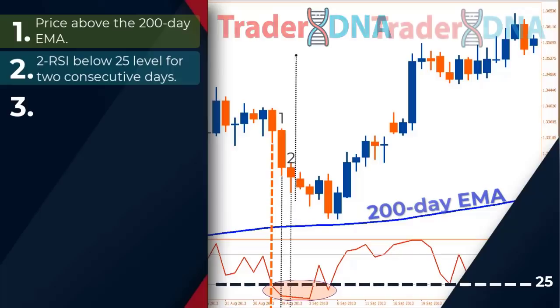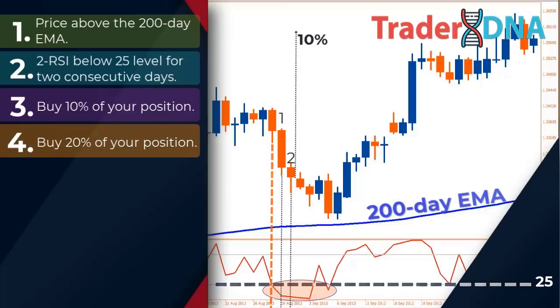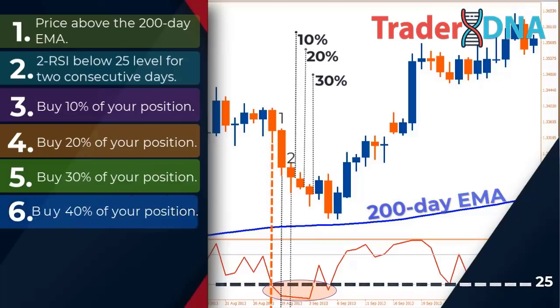Third, on the second day, buy 10% of your position on the close. Fourth, on the third day, if the price closes lower than your previous entry price, average in and buy 20% more of your position. Fifth, on the fourth day, if the price closes lower than your previous entry price, average in and buy 30% more of your position. Sixth, on the fifth day, if the price closes lower than your previous entry price, average in and buy 40% more of your position.